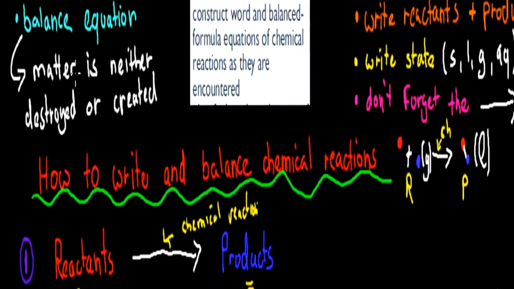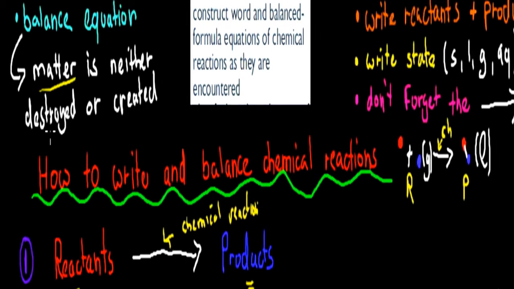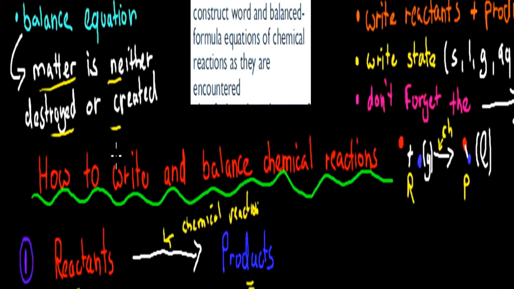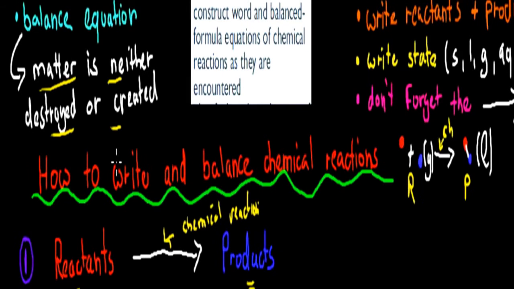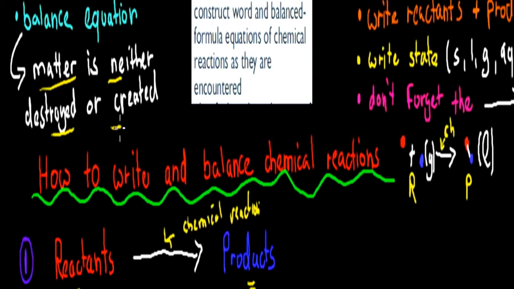And then we also need to make sure we balance equations. So matter is neither destroyed nor created. That's one of the laws of the conservation of matter, which is why we've got to make sure that the same amount of atoms are on your left-hand side, so on the reactant side, as they are on the product side, because matter is neither created nor destroyed. Atoms are matter, so in chemical reactions we don't add more matter, we just change it. We just change the way they are.